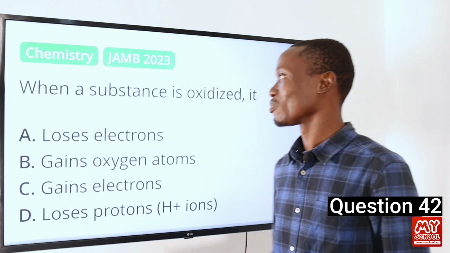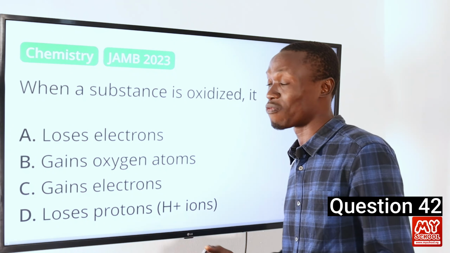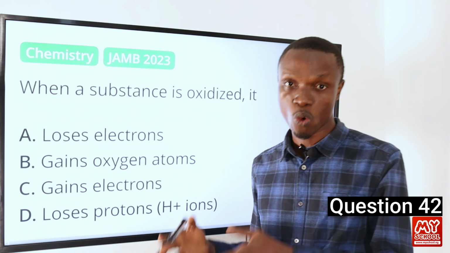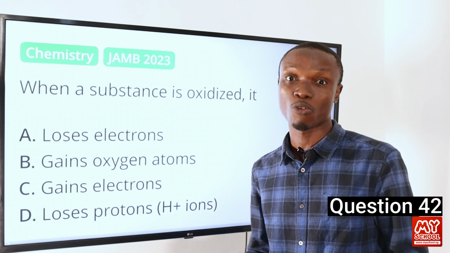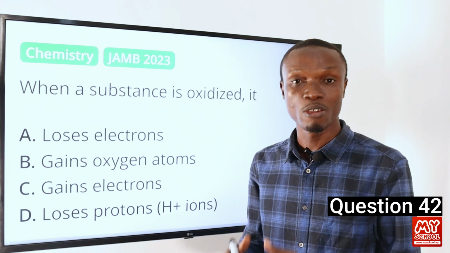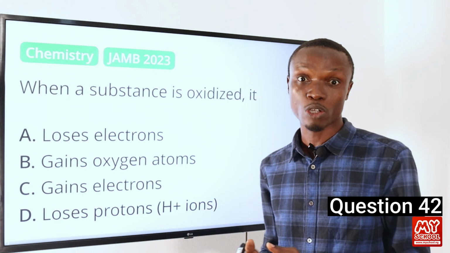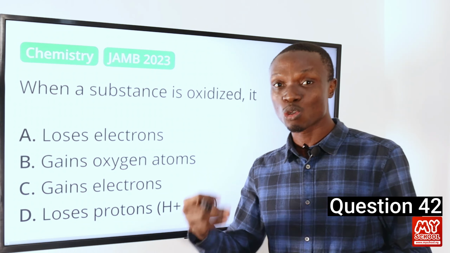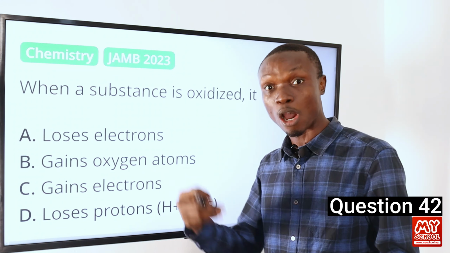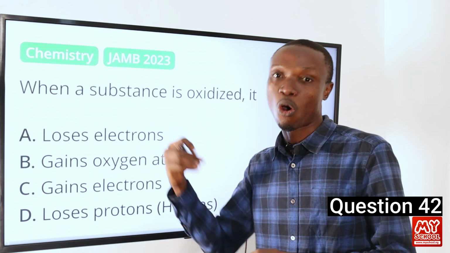Question 42. When a substance is oxidized, it dash. First of all, let's define oxidation in the modern way. The modern definition of oxidation is given in terms of electrons, and oxidation simply involves loss of electrons. You should note that in a redox reaction, it is the reducing agent that undergoes oxidation, so that at the end of the reaction, they become oxidized.